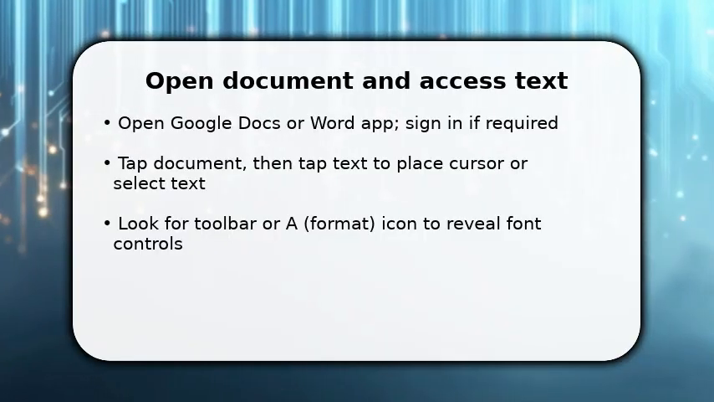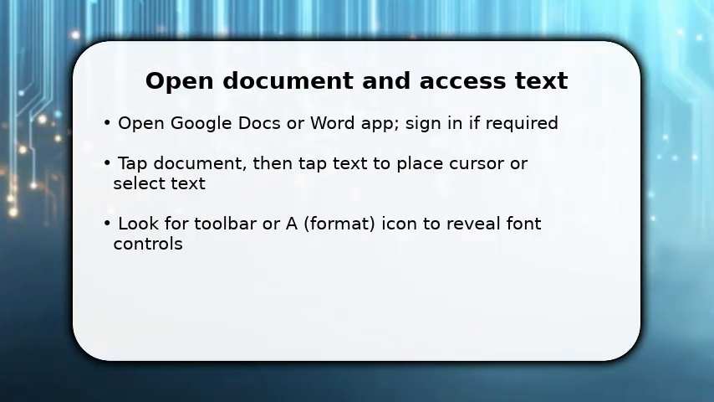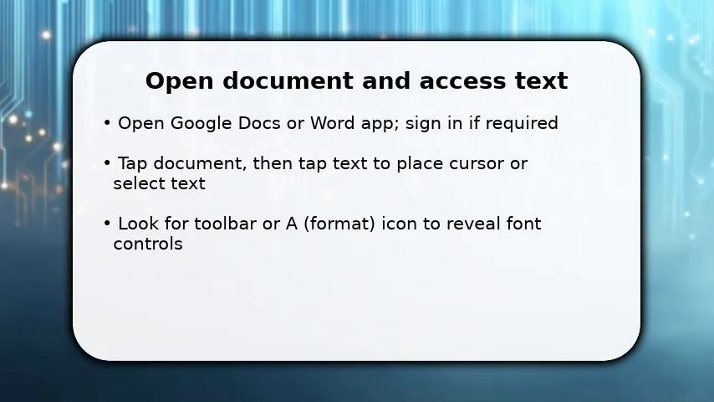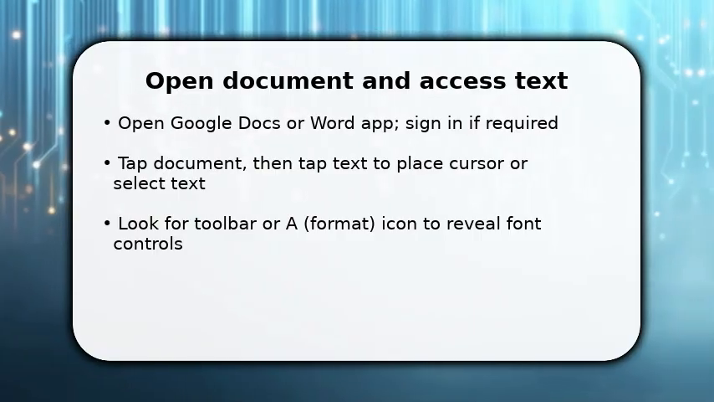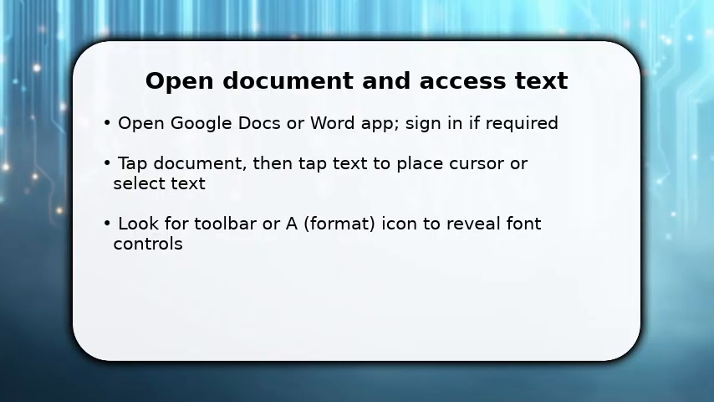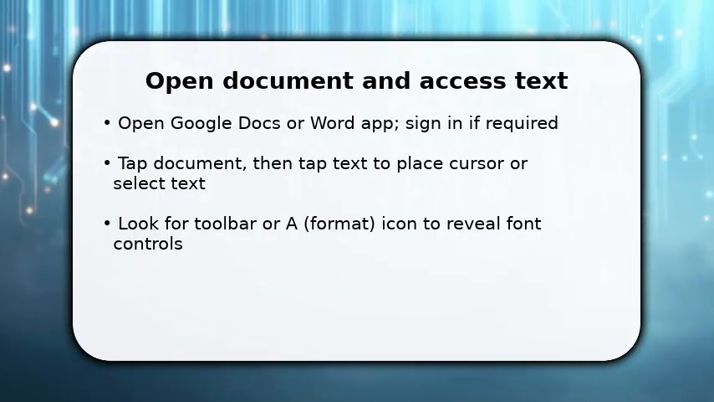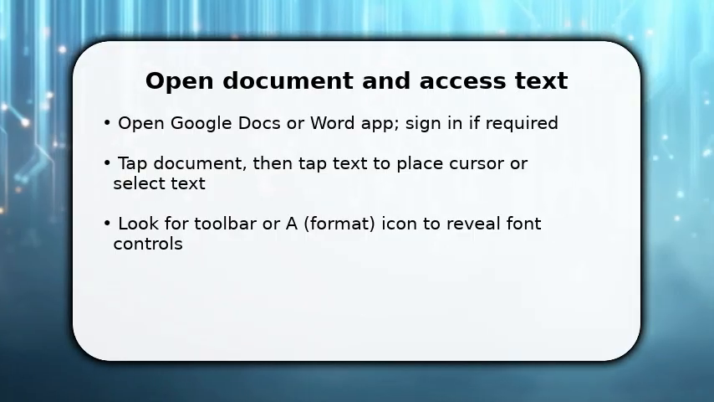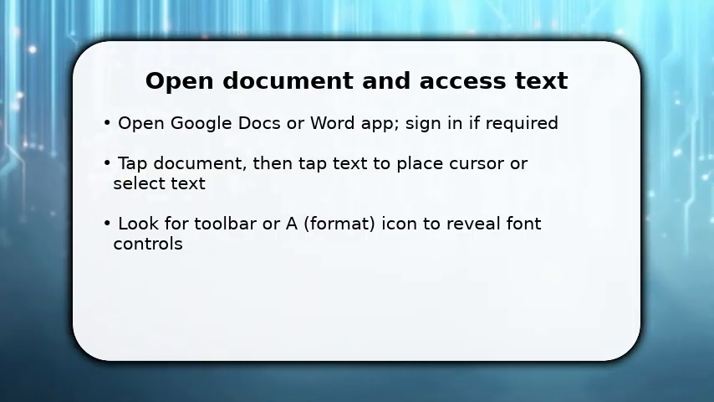You're starting inside the app with your document open. Select the text you want to change by tapping and dragging or double tapping a word. Once selected, make sure you can see the formatting toolbar or the format icon. That is where font size lives. If the toolbar is hidden, tap the screen once to reveal it.